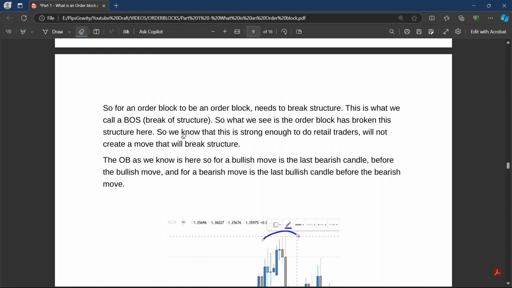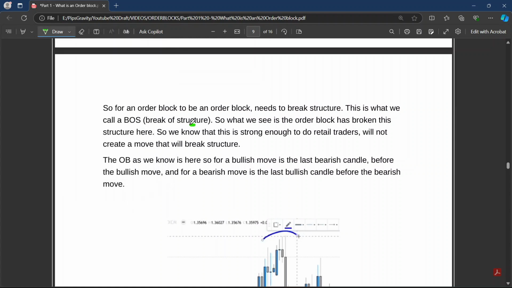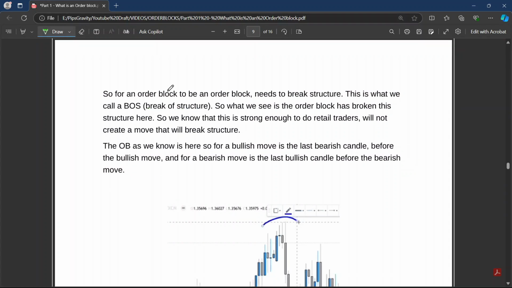So for an order block to be an order block, it has to break structure. If it does not break structure, that is not an order block. I think this is a very important point right here. It has to break structure. Again, I repeat this. It has to break structure. Let me draw it for you, this point. Okay. Anyway, let me just show you from the diagram down here.